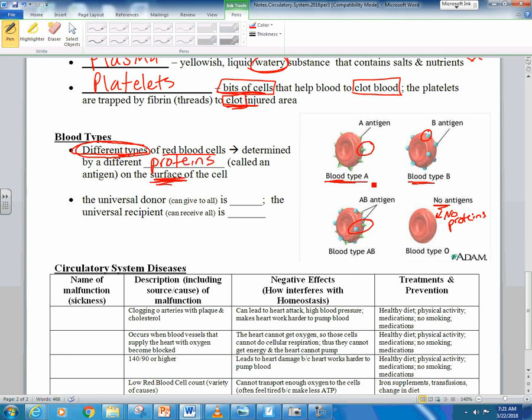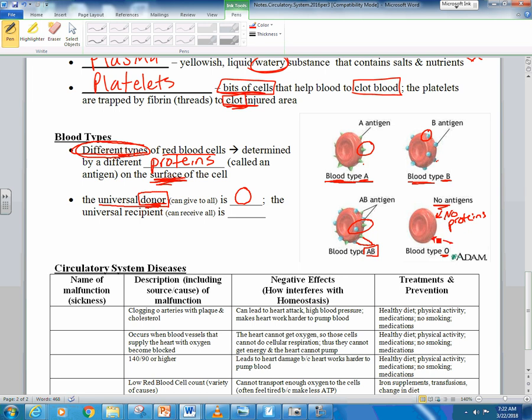So we've got type A that's got this triangle. These are make-believe pictures. Type B would have like the circle. Type AB has both the triangle and the circle. And type O has nothing on the surface. Since type O has nothing on the surface, you could give type O blood to anybody. The universal donor. You can give type O to anybody because there's nothing on the surface, so the body's not going to see something it's never seen before.